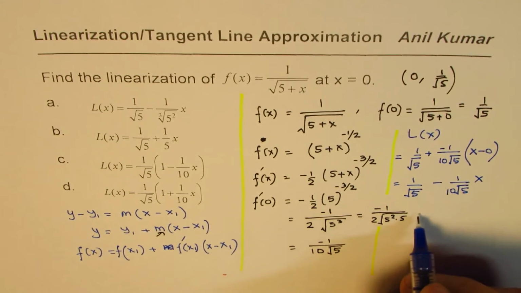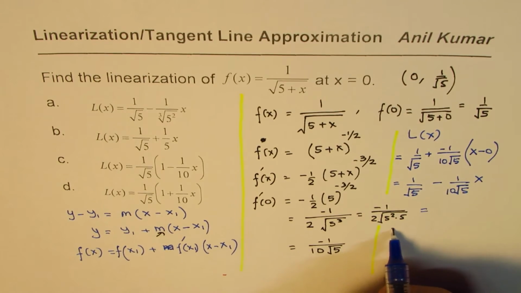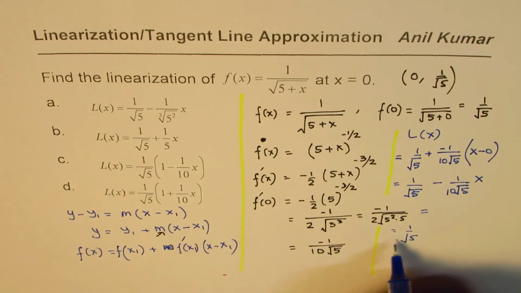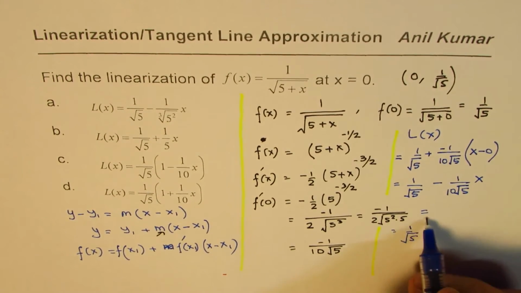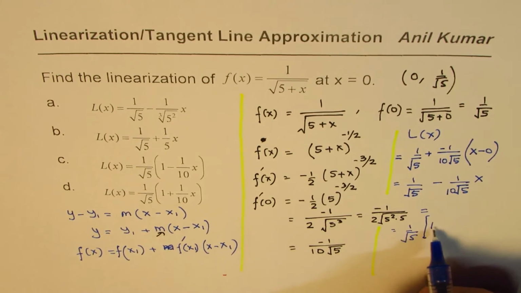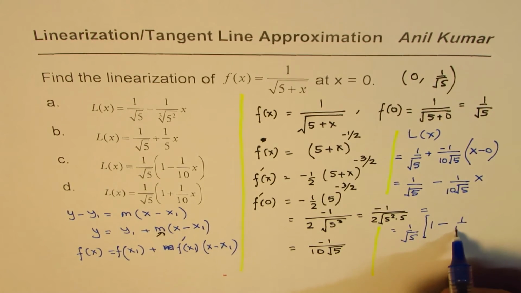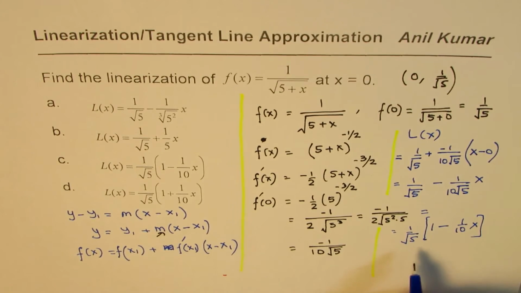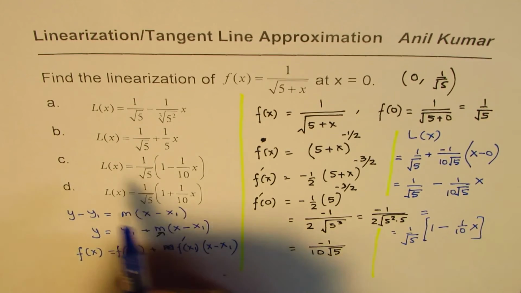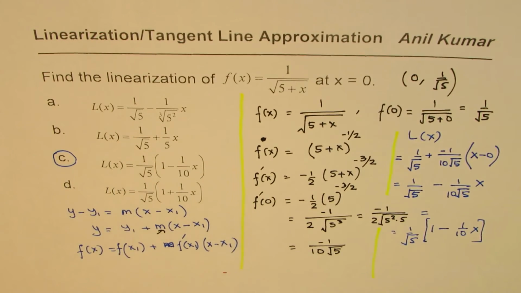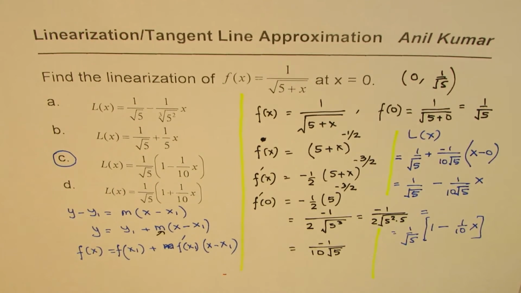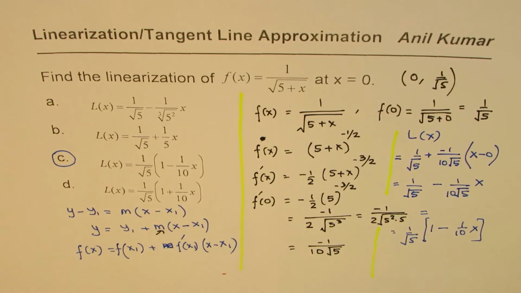Is it okay? I can take 1 over square root 5 common, to match the solution. That gives 1 over square root 5 times 1 minus 1 over 10 x. So that is the right solution. So 1 over square root 5 times 1 minus this one, C. So C is the right answer in our case. I hope the method is clear, and this is how you should be answering such questions.